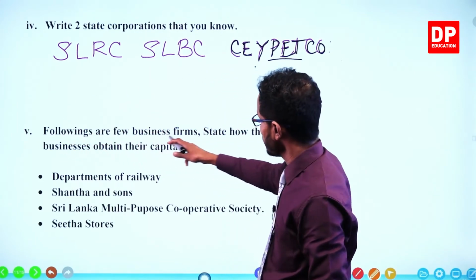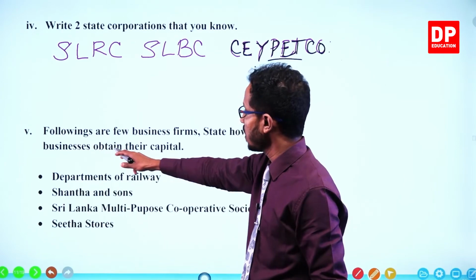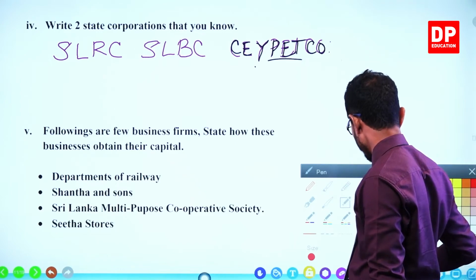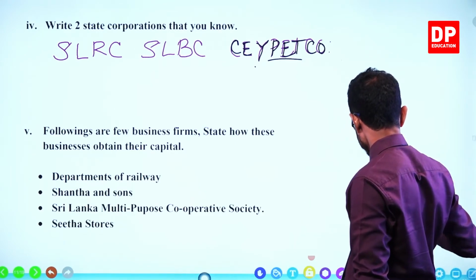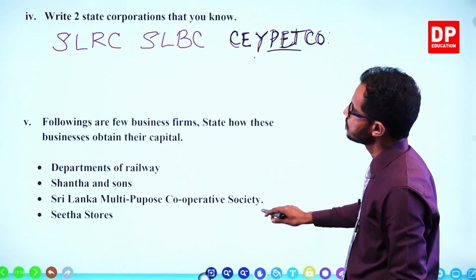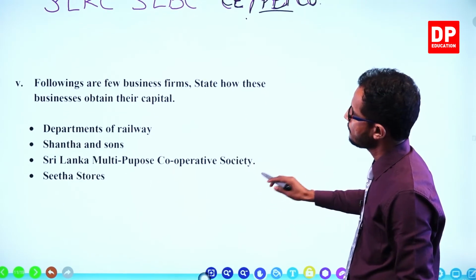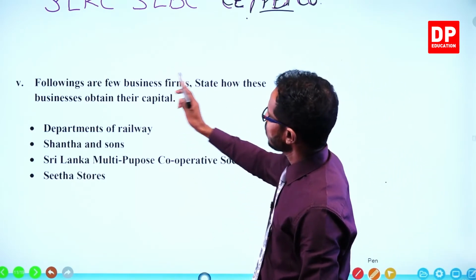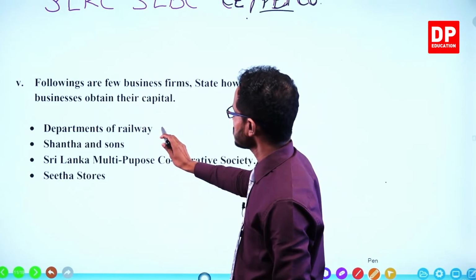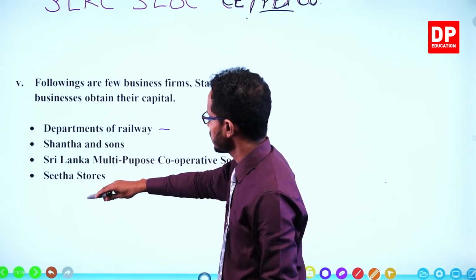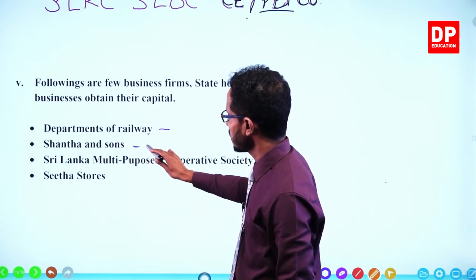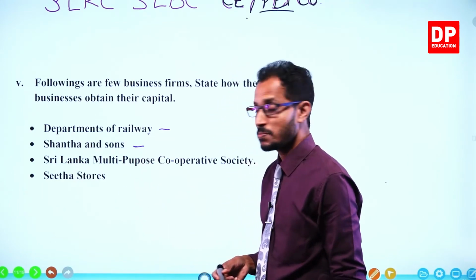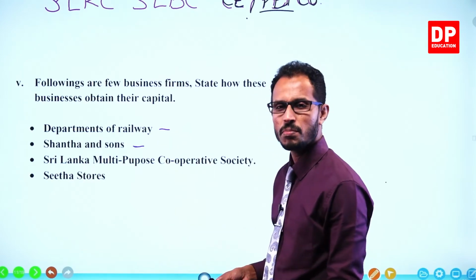Next, following a few business firms, state how they are getting their capital. State how these businesses obtain their capital. Department of Railway, Shanta and Sons. Well, this is a partnership. Just by looking at the name, I can say Pereira and Sons, Shanta and Sons, partnership.